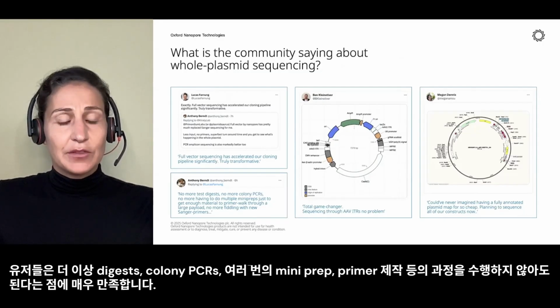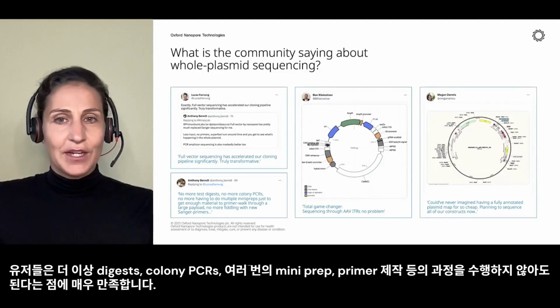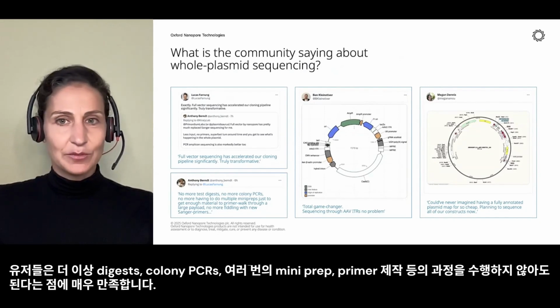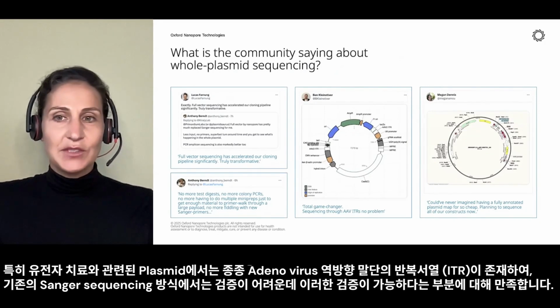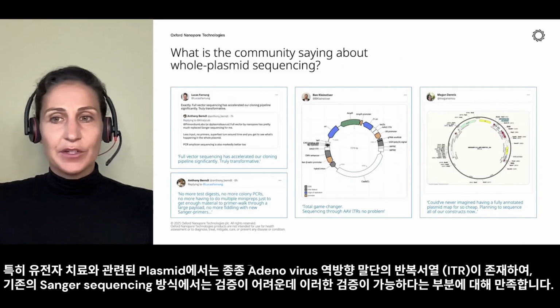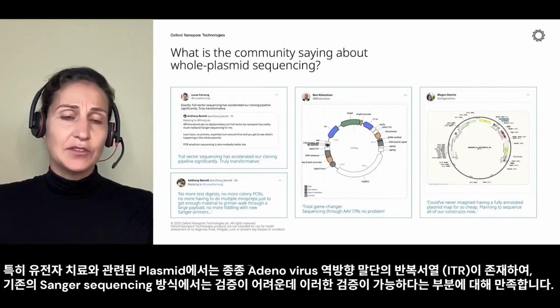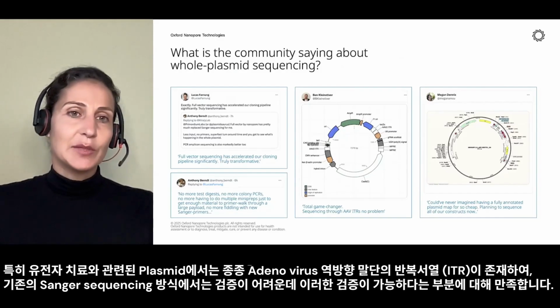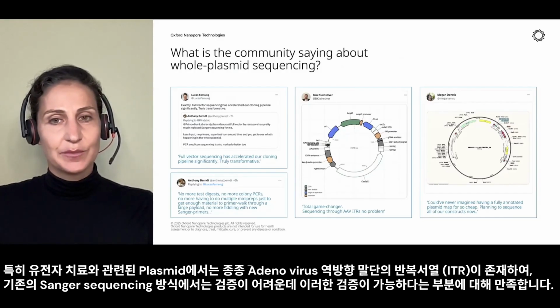Users are incredibly happy that they no longer have to perform test digests, colony PCRs, multiple mini preps, designing primers for primer walking. And we see a lot of enthusiasm, especially with users sequencing plasmids for gene therapy, where they often have adeno-associated virus inverted terminal repeats that can be very problematic for Sanger sequencing.